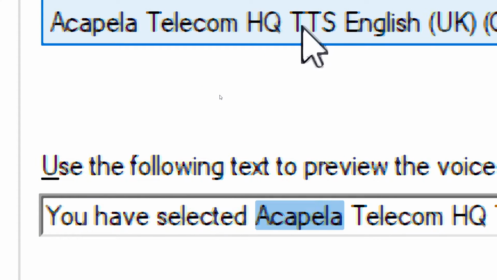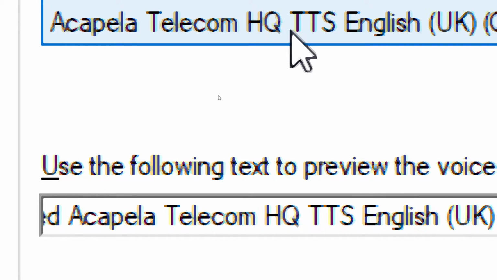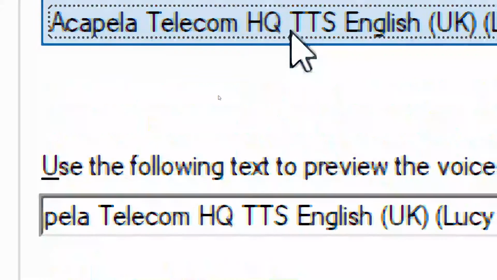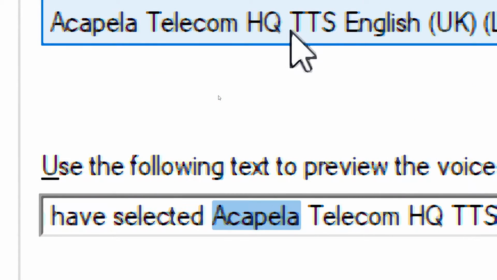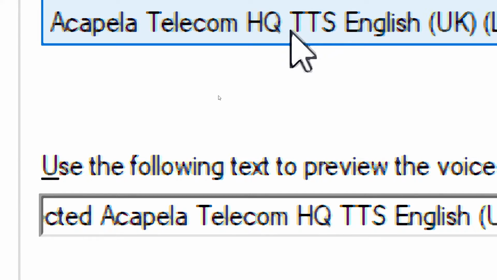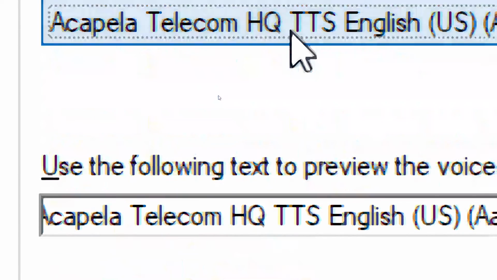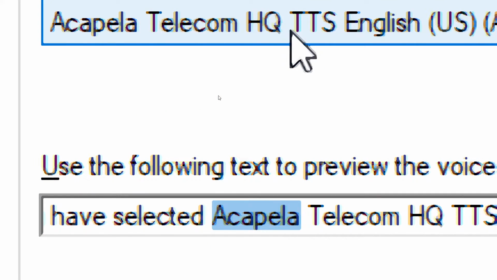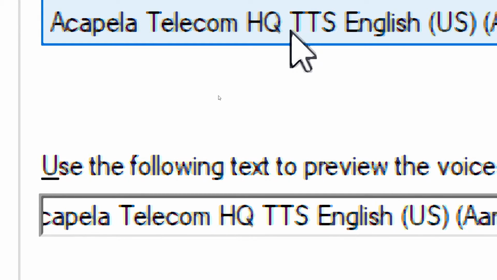You have selected Acapela Telecom HQ TTS English UK Graham 22 kHz as the computer's default voice. You have selected Acapela Telecom HQ TTS English UK Lucy 22 kHz as the computer's default voice. You have selected Acapela Telecom HQ TTS English US Aaron 22 kHz as the computer's default voice.